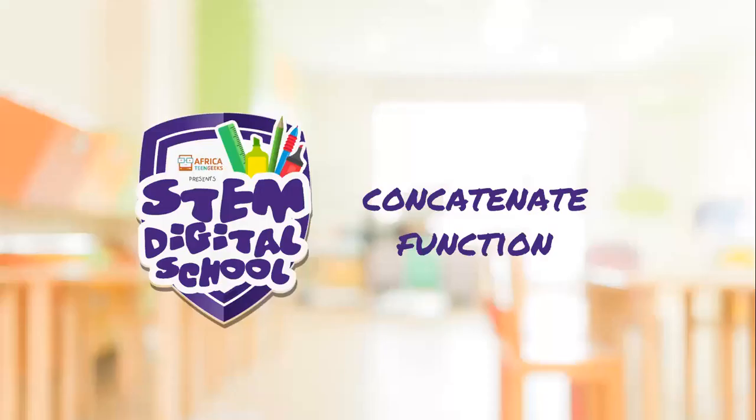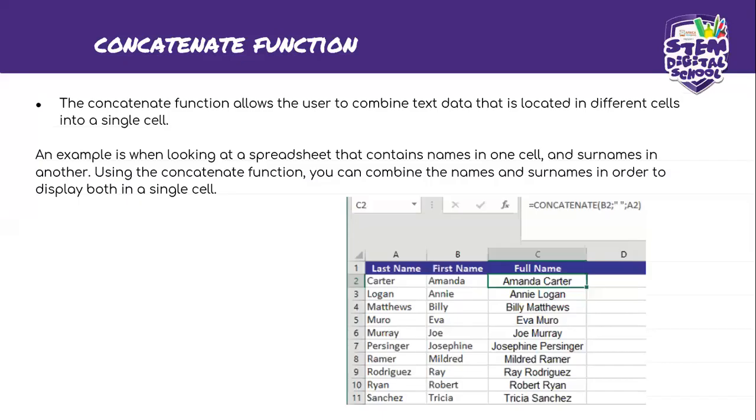Now, let's move to the next text function, which is concatenate. What about the concatenate function? The concatenate function allows the user to combine text data that is located in different cells into a single cell. So this one can combine text that is located in different cells into a single cell. Right, so here is an example. In column C, like the first cell, Amanda, the first one in cell C2. Cell C2, Amanda, Keita.